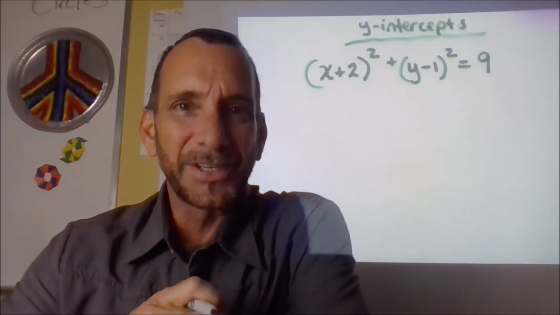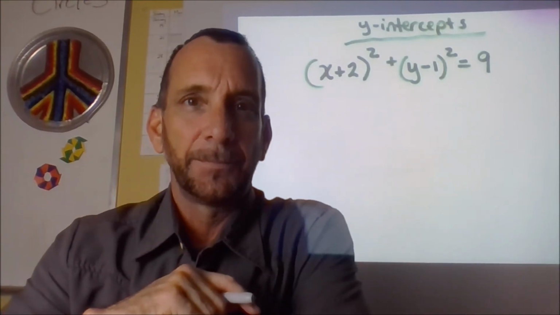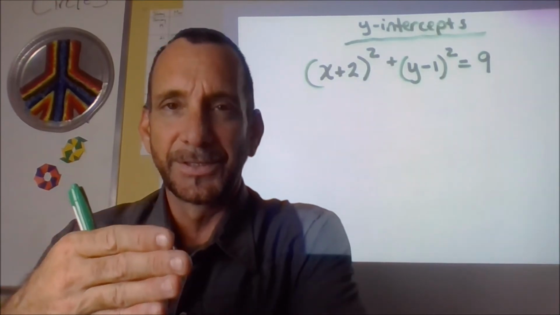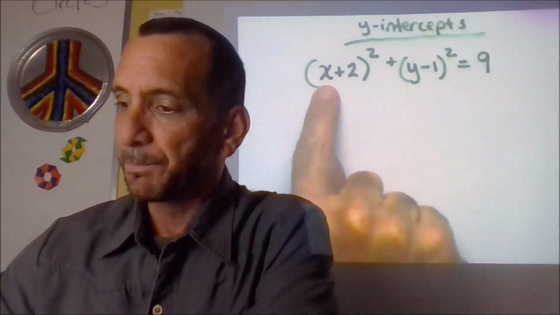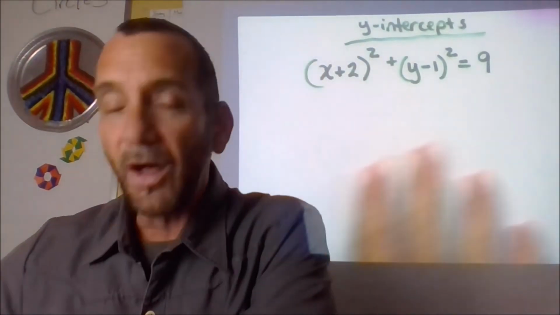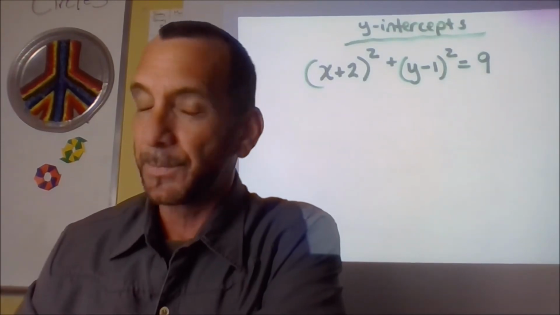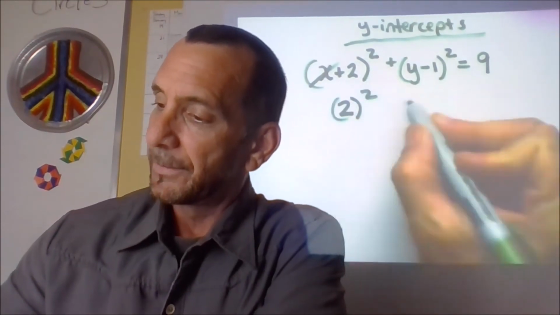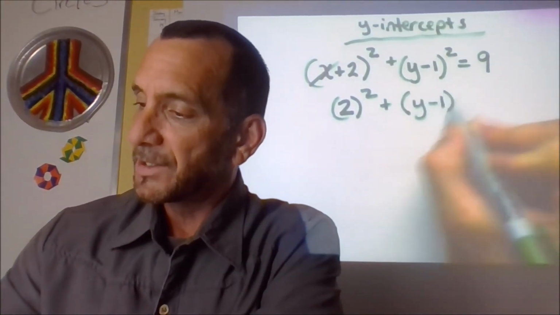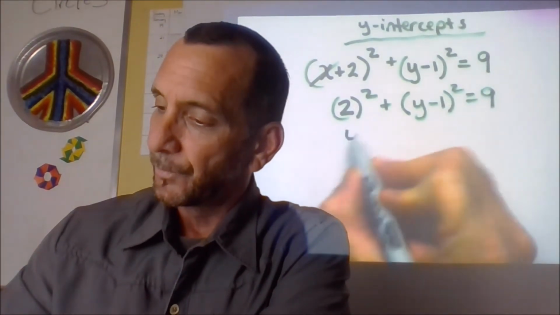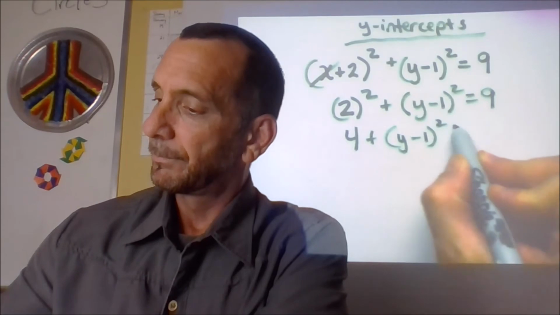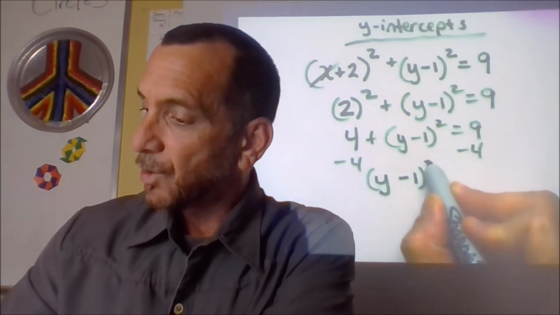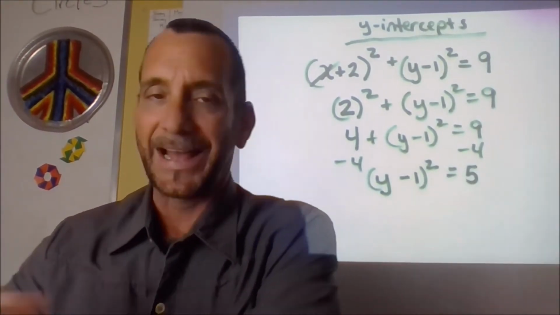Let's look at the y-intercepts of the circle, if there are any. That means at the y-intercept, the value of x is 0. So I can plug in a 0 for x, solve for y, and we'll get the y-intercepts, right? So (0 plus 2) squared plus (y minus 1) squared equals 9. And we have (y minus 1) squared equals 5.